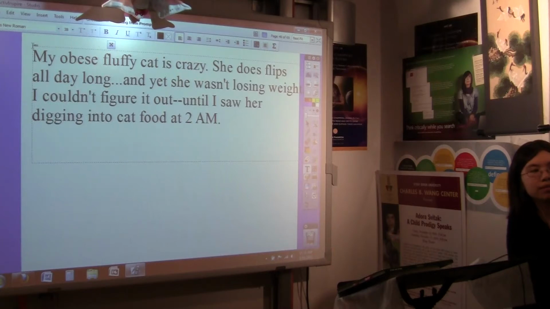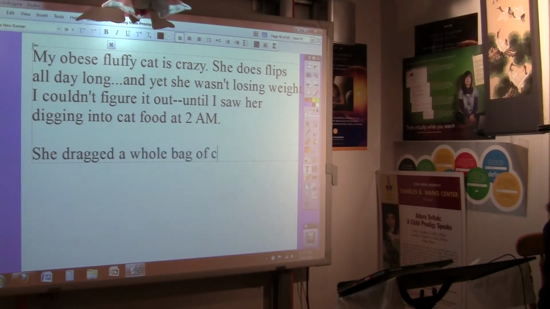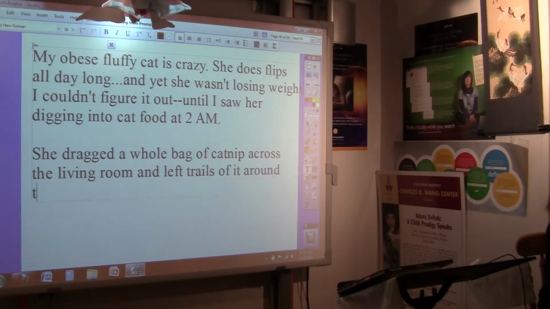Across would be evidence. Catnip, sometimes. Jumping around the street. Maybe she scratched, maybe she dragged a whole bag of catnip across the living room and left trails of it around the house, as if she were Hansel or Gretel leaving breadcrumbs.